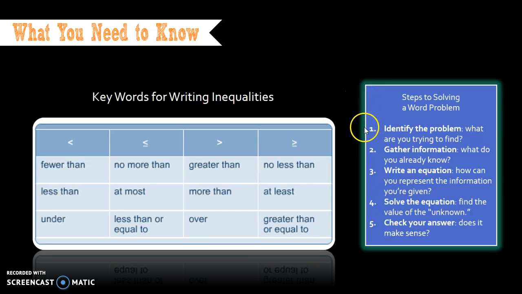Always start by identifying the actual problem. What are you trying to find? Gather the information that you already know. Use that information to write an equation, or in this case, an inequality. Solve that inequality and check your answer.